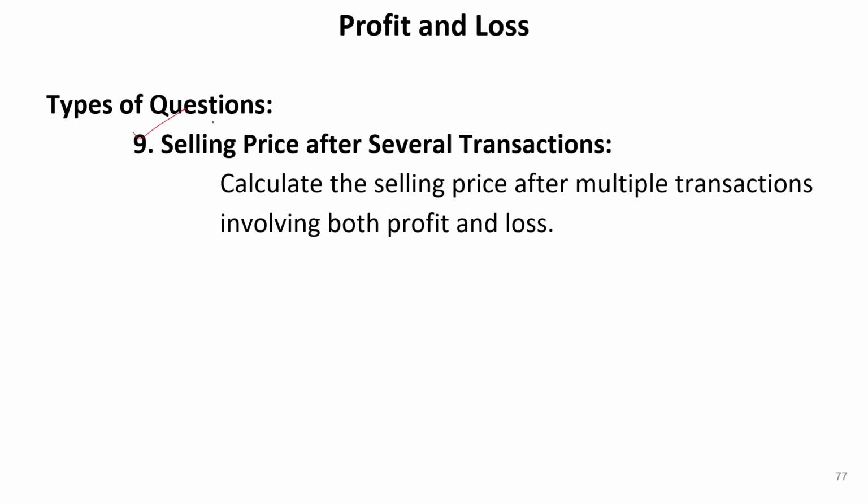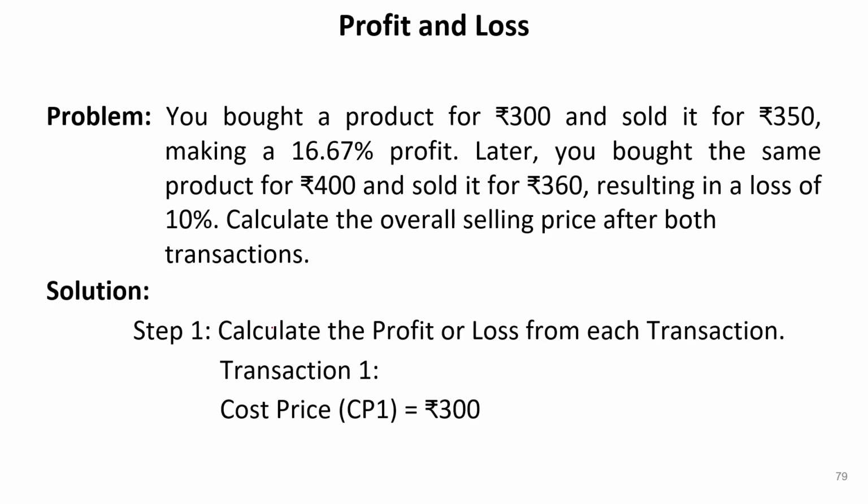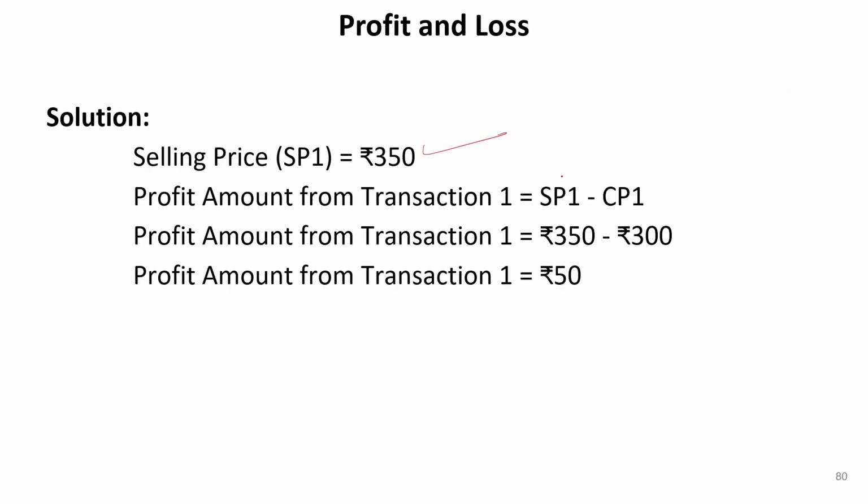So let's see the ninth kind of problem, that is selling price after several transactions. So calculating the selling price after multiple transactions involving both profit and loss. You bought a product for 300 rupees and sold it for 350 rupees, making a 16.67% profit. Later you bought the same product for 400 and sold it for 360 rupees, resulting in a loss of 10%. So calculate the overall selling price after both transactions. Calculating the profit and loss from each transaction: CP1 is 300, SP1 is 350, and profit from transaction 1 is SP1 minus CP1, that is equal to 50 rupees.